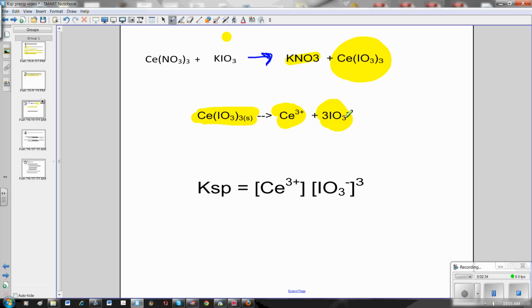If I go to write that into a KSP expression, remember it's going to be nothing on the bottom because we simply don't count solids in an equilibrium expression. So you're going to basically put the Ce, coefficient's 1, so the exponent's going to be 1. IO3 drops in there, coefficient's 3, so there it gets the exponent 3, and that's equal to KSP. That's very similar to what we've already been doing in this chapter. It's the same thing. You're just using solubility rules because they're not telling you what the compound is, but as a student in AP, you should be able to figure that out.